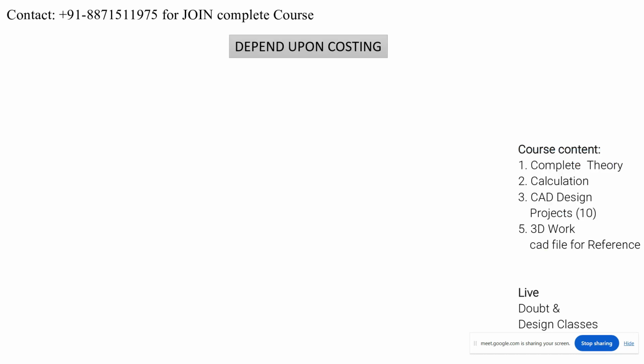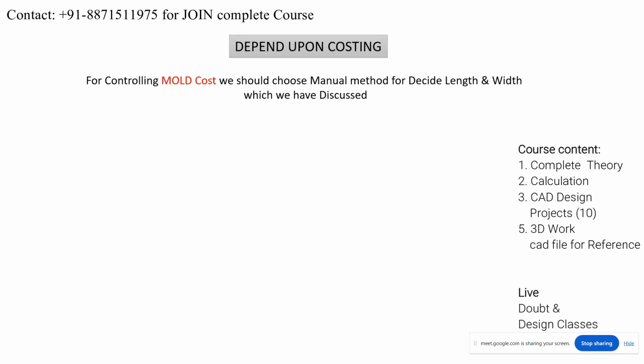Now again, depending upon the costing, for controlling mold cost, we should choose the manual method to decide the length and width. Why am I telling the manual method? Because in the industry there is also a standard available, like HASCO standard. You know about HASCO? HASCO, DME, Furacia. These are the standards available, right?